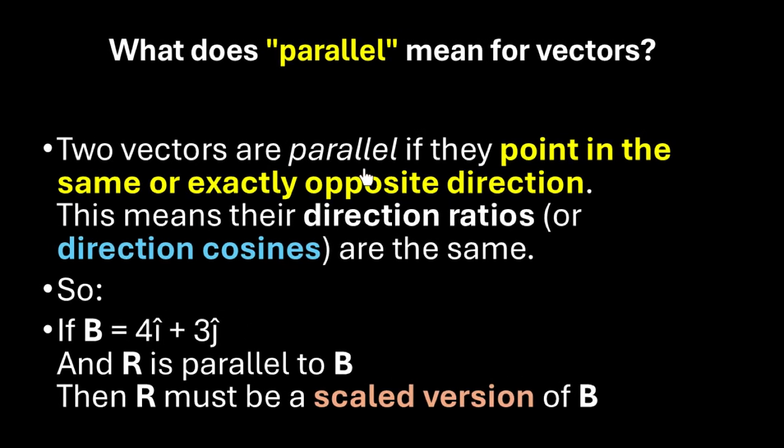Two vectors are parallel if they point in the same or exactly opposite direction. This means their direction ratios or direction cosines are the same. So if B is equal to 4i plus 3j and R is parallel to B, then R must be a scaled version of B. Now what does scaled version of B imply?